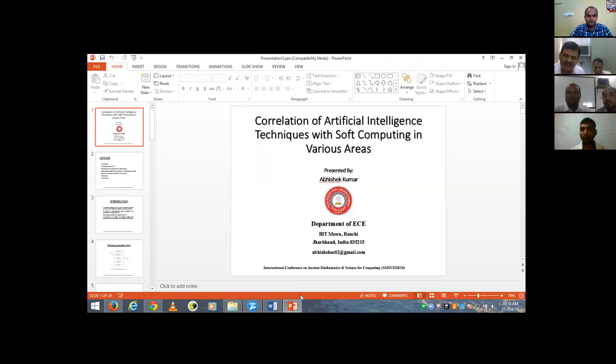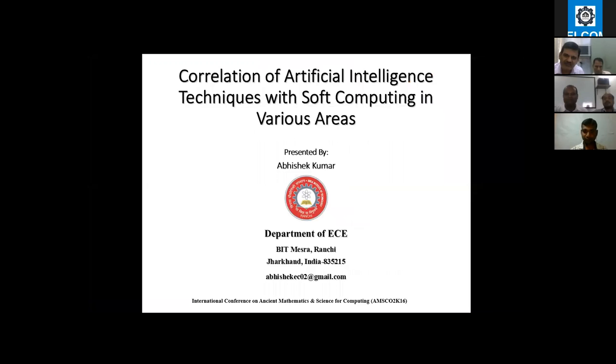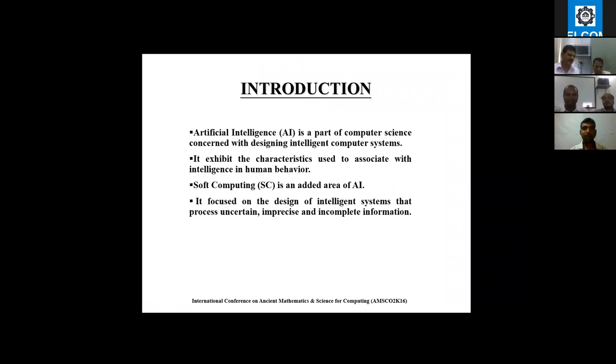Okay, sir. Myself, Abhishek Kumar. I am a second year student of Master of Engineering in BIT Mesra. My topic is correlation of artificial intelligence techniques with soft computing in various areas. Go to your paper directly. Yes, sir. It will outline introduction, artificial intelligence, soft computing.